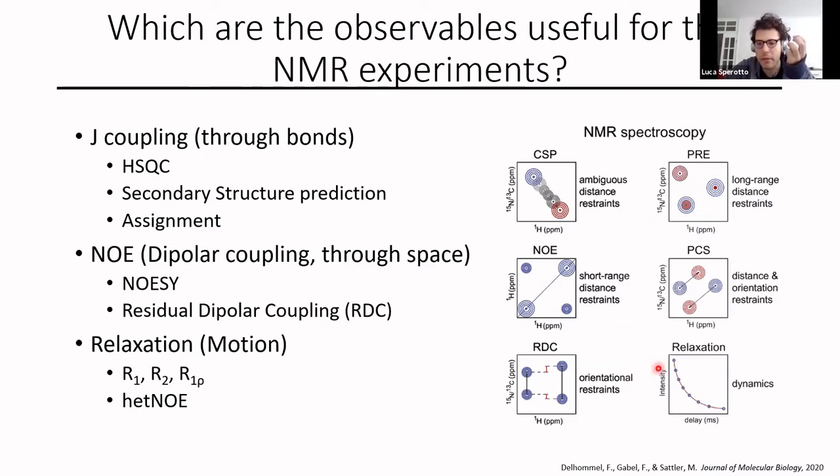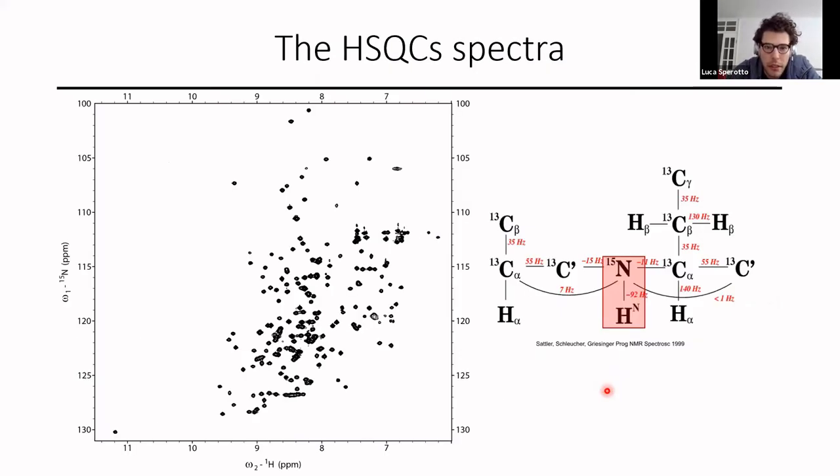And there are other experiments that, depending on which information you want to have, you can collect with different experiments. So for example, this experiment is useful to give the orientation of the different atoms in a domain. I will start by describing maybe the most important, or the most common one, the HSQC.